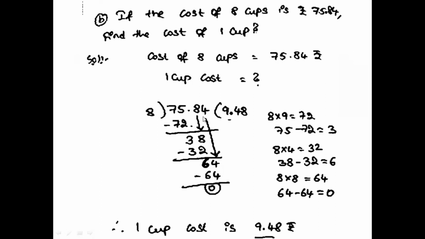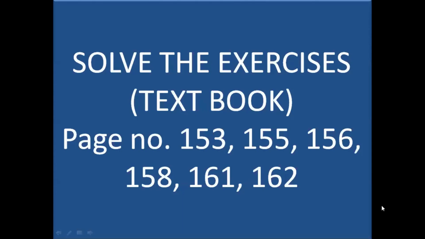After that we should bring 8 down. Now 8 fours are 32. 38 minus 32, the difference is 6. Then bring 4 down. Now 64. 8 eights are 64. 64 minus 64, the difference is 0. Therefore, the cost of 1 cup is 9.48 rupees.